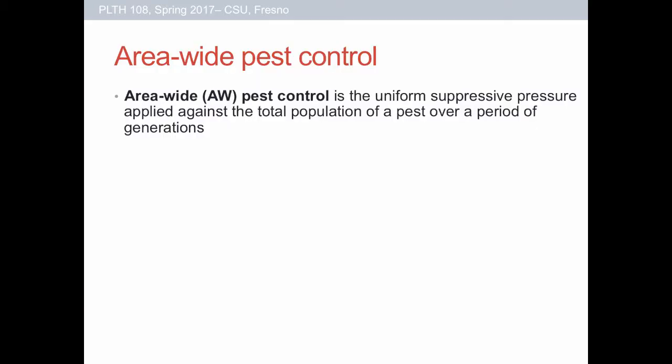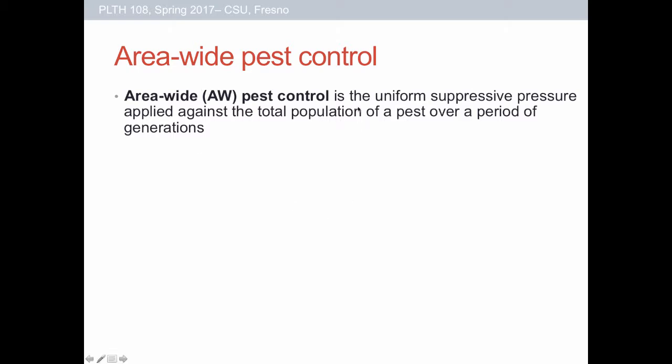So, the idea of area-wide control is that at the individual level, for those populations that we can just manage within our own field, we're doing okay. But there are lots of pests that we could be treating in a much more efficient manner if we were to work at a larger scale, collectively between growers.